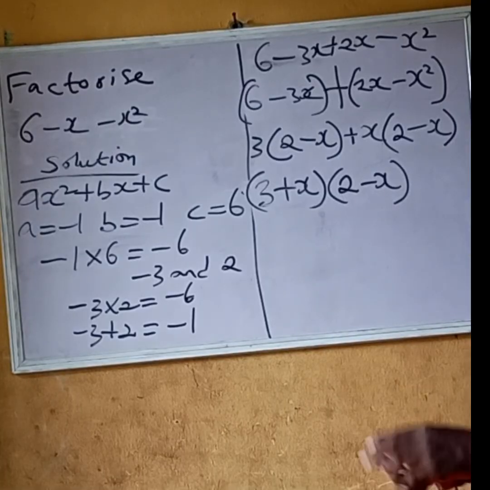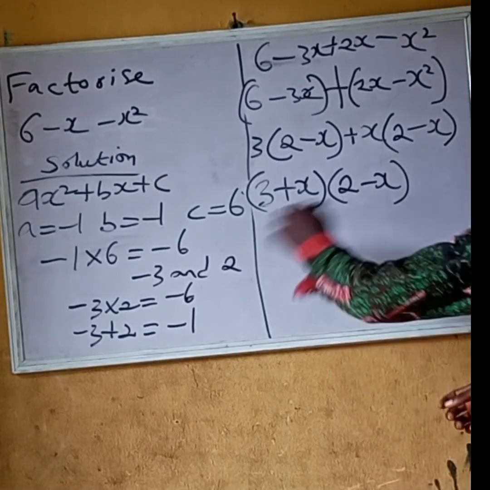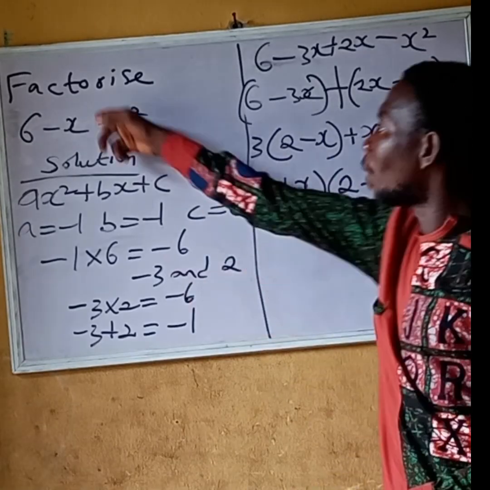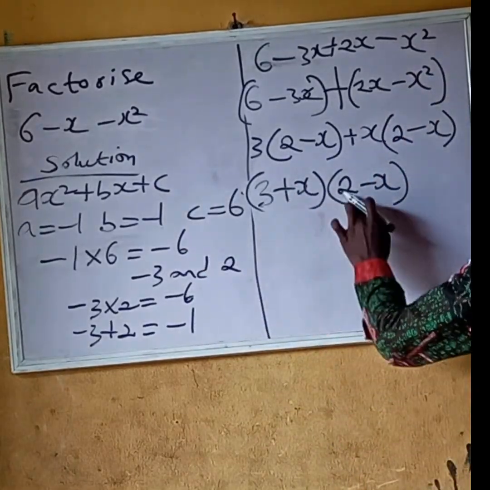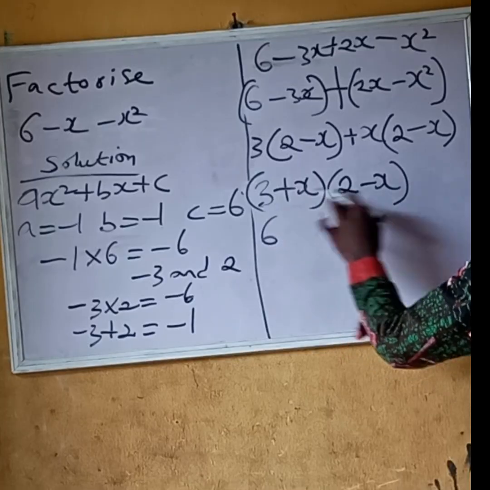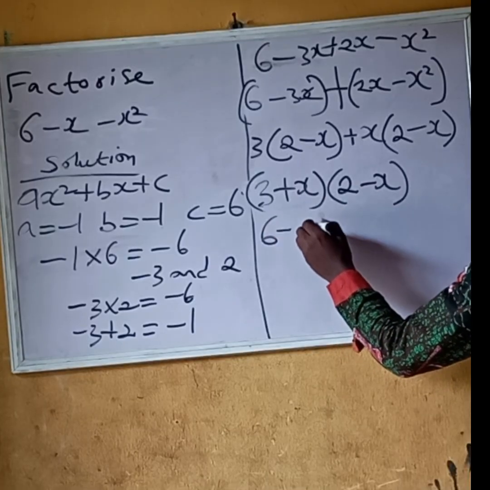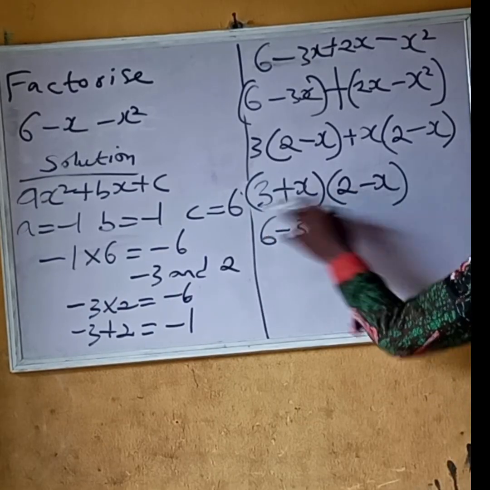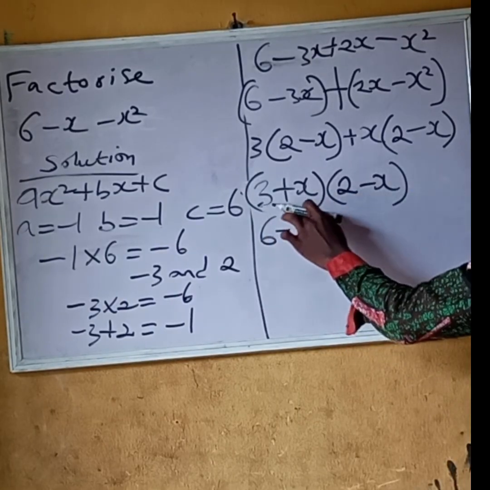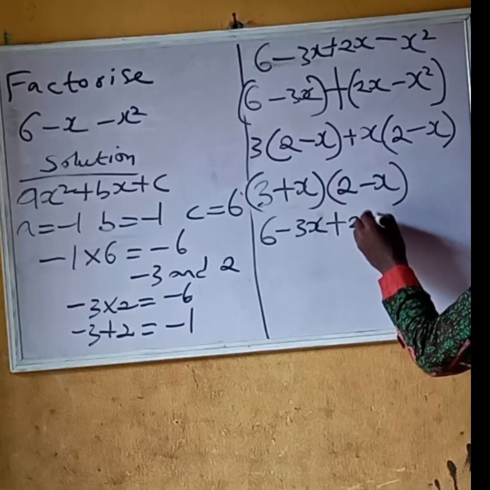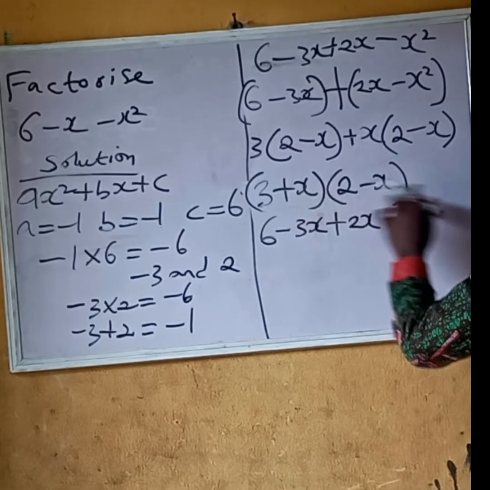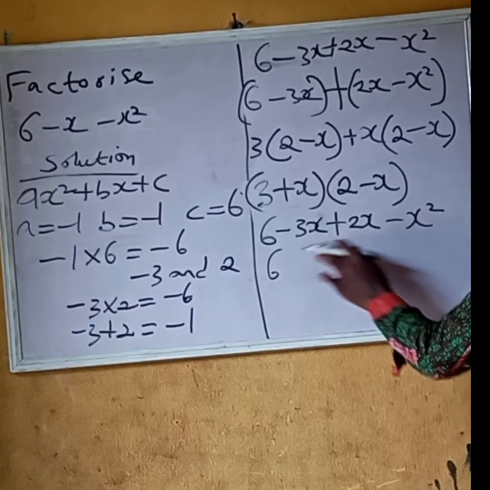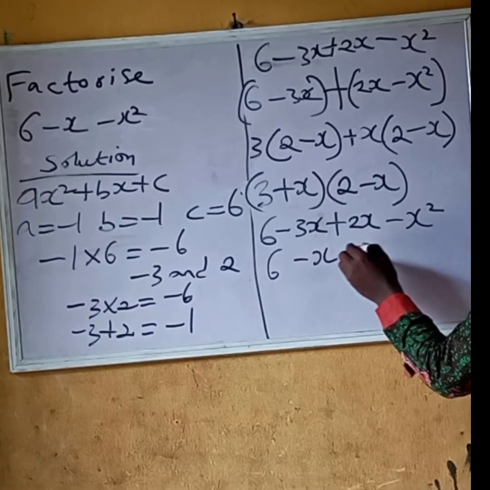So now, for us to check whether our answer is correct, we have to expand back to see if we get this expression. Let them multiply themselves, whether they give you back this expression. So let's go. 3 times 2 will give you 6. 3 times minus x will give you minus 3x. Then 3 has gone. Now plus x times this will give you plus 2x. Then x times minus x will give you minus x squared. So this is 6 minus 3x plus 2x. Remove 3x from 2x, gives you minus x, then minus x squared.